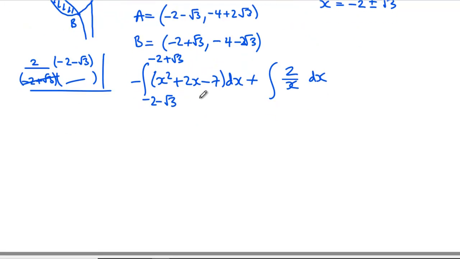Right, let's make a bit more space. Well, I'll do the integral and then see if there's some better way of arranging all of these things. So we've got x cubed over 3 plus x squared minus 7x.